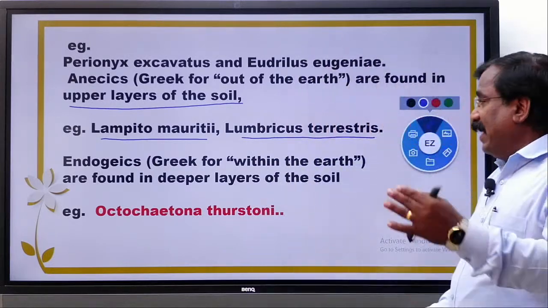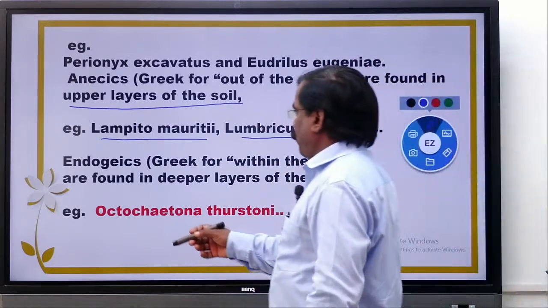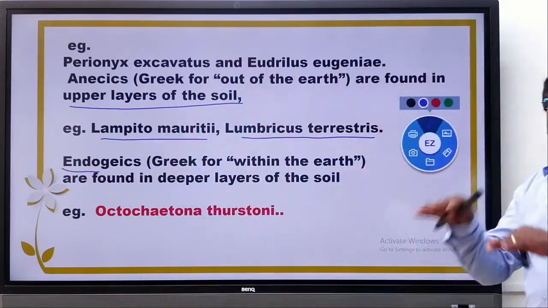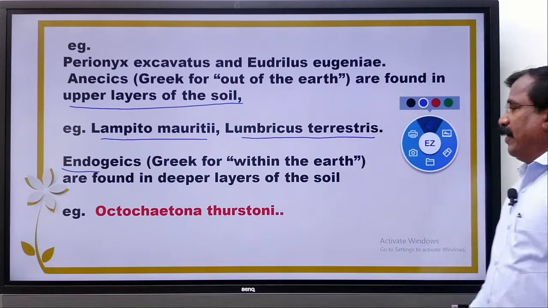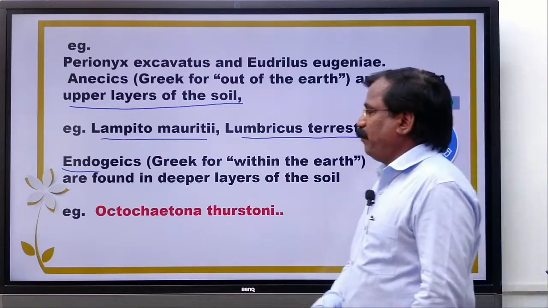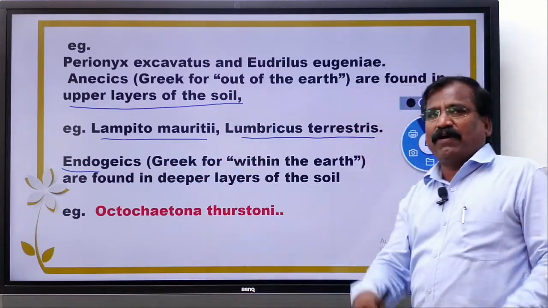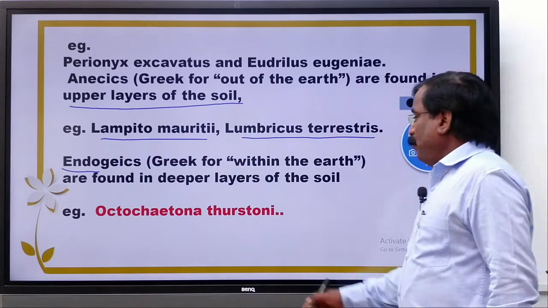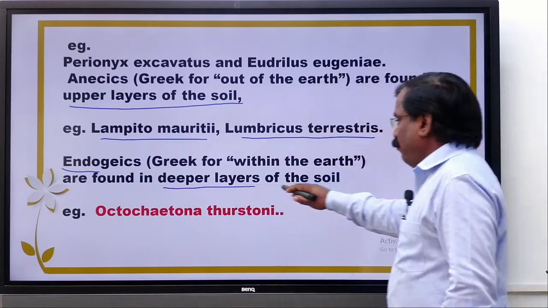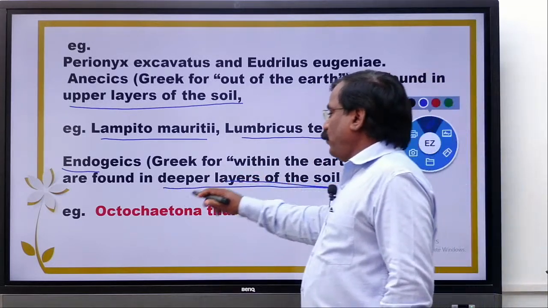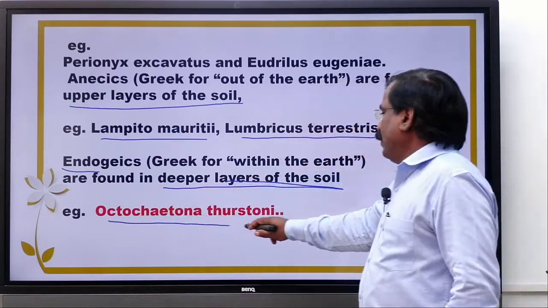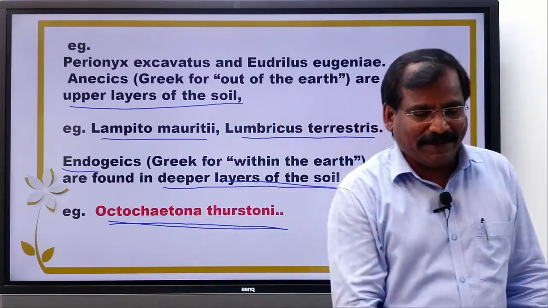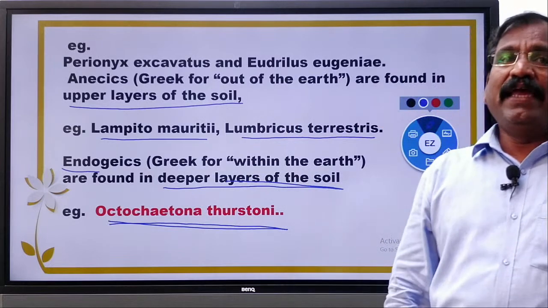And endogeics are the inside ones, next to the surface. I said they are below the soil, one level after the surface. You have to dig to see them. Endo means the deeper layer of the soil. Octochaetona thurstoni is the example for endogeics.